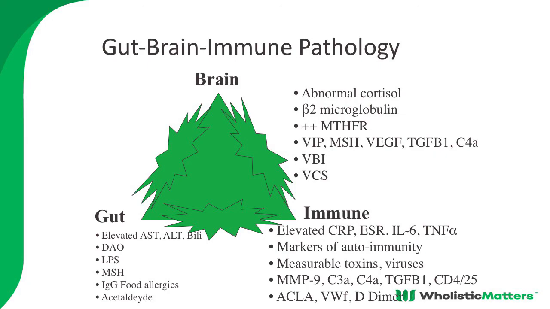And then also, what about the brain? Well, abnormal cortisol curves for hippocampal atrophy or beta-2 microglobulin, which has been linked with blood-brain barrier deficits. Do they have a SNP for MTHFR? Plus minus, but okay. VIP, MSH, VEGF, TGF-beta1, C4A, all important for brain health and neuroinflammation. Have you done your NeuroQuant, your volumetric brain scan, and have they failed the visual test?